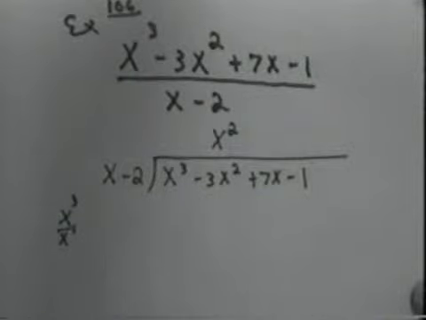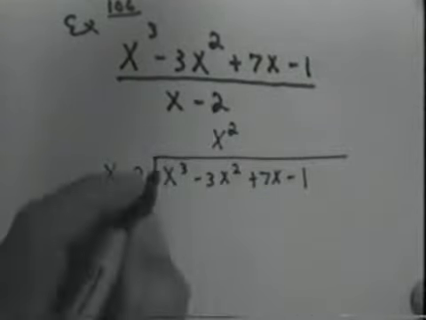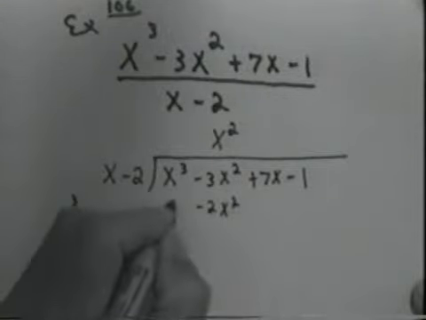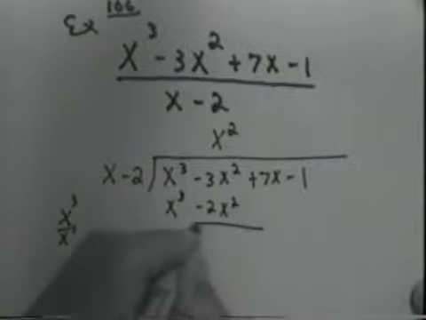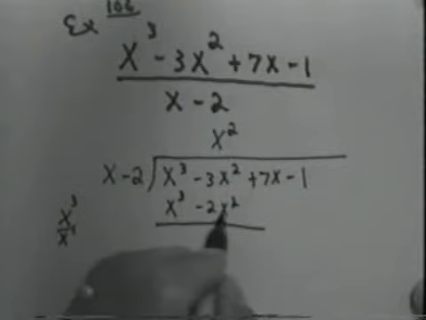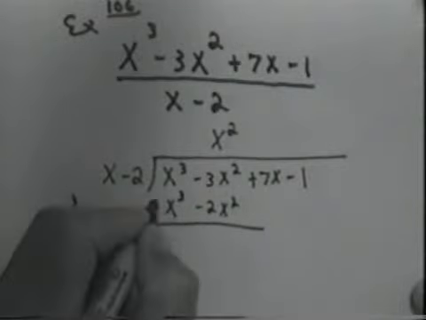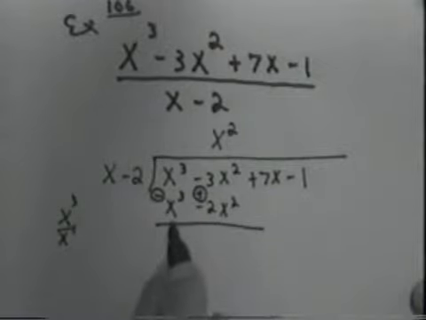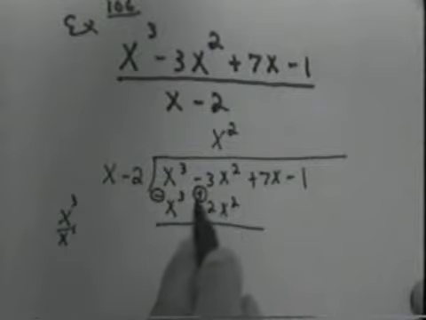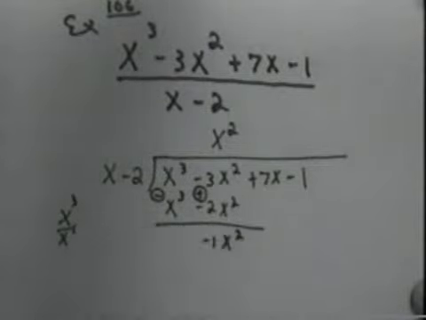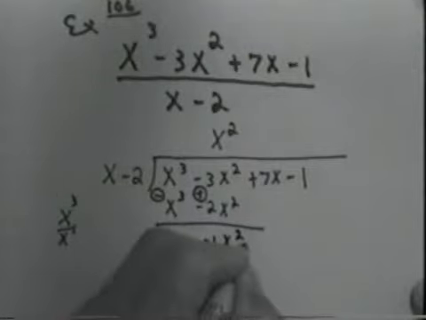Once I divide, I multiply. X squared times negative 2 is a negative 2x squared. X squared times x is x cubed. Once we multiply, then we subtract. To subtract, I add the opposite. The x cubes will divide out, will cancel. Negative 3 plus 2 would be negative 1, so I have a negative 1x squared. Once I subtract, I bring down.